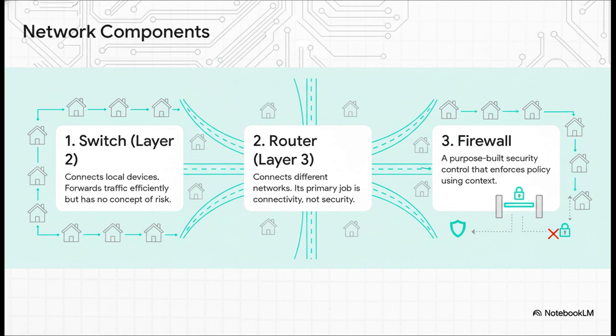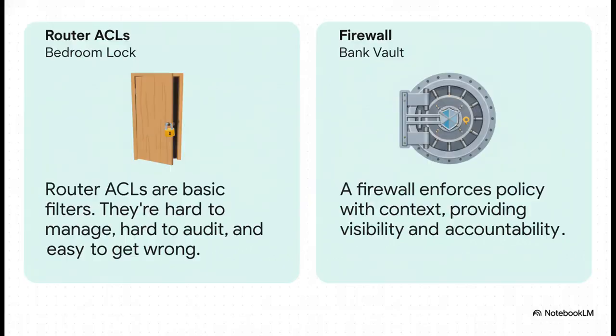It's the one looking at the traffic and deciding who gets to pass based on a very specific set of rules. Okay, and here's a really common and really dangerous trap. People often confuse a router's basic filtering, these things called ACLs, with a real firewall. That's a huge mistake. It's like using a simple lock on your bedroom door to try and secure a bank vault. It's just not the right tool for the job.